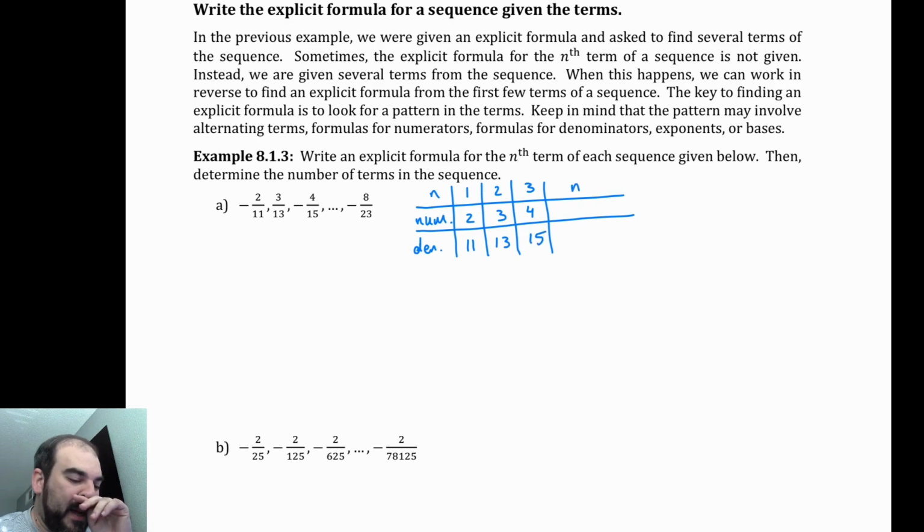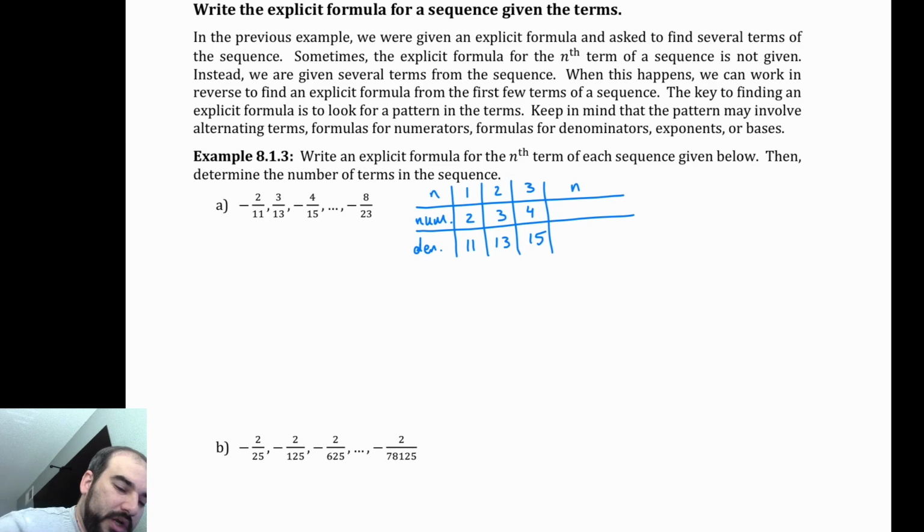So if I want to write a relationship between the nth term and the numerator and the denominator separately, can you find a way to get from these values, the 1, 2, 3, to the 2, 3, and 4? How do I get from n to the numerator? What's the formula for that jump? Or what's the explicit formula for the numerator? So ignore these for now. You're just looking for a formula in terms of n that gets you from 1 to 2, from 2 to 3, from 3 to 4, and so on.